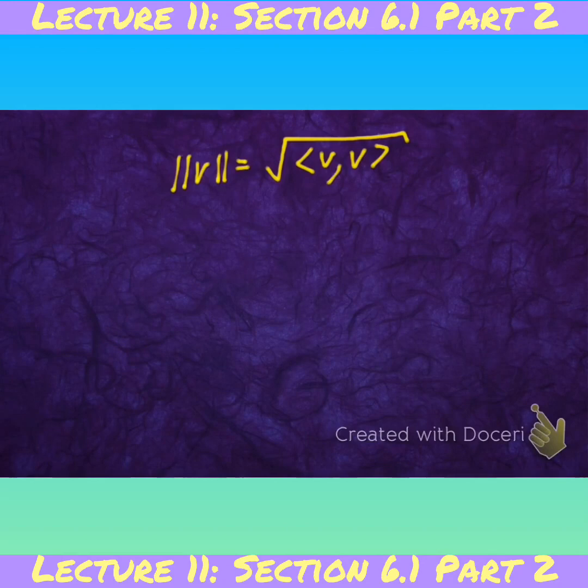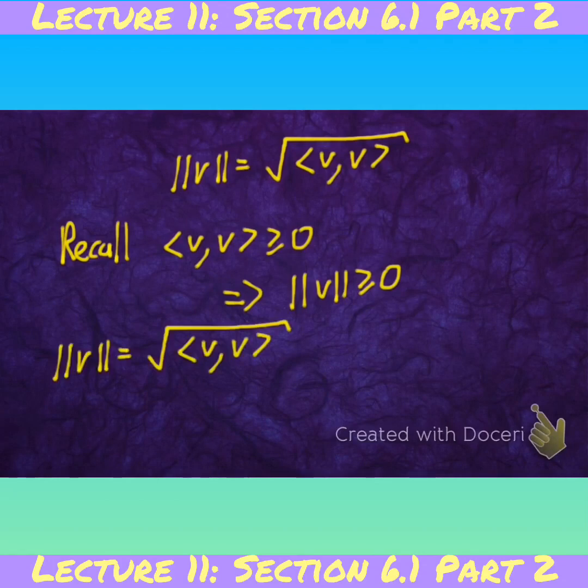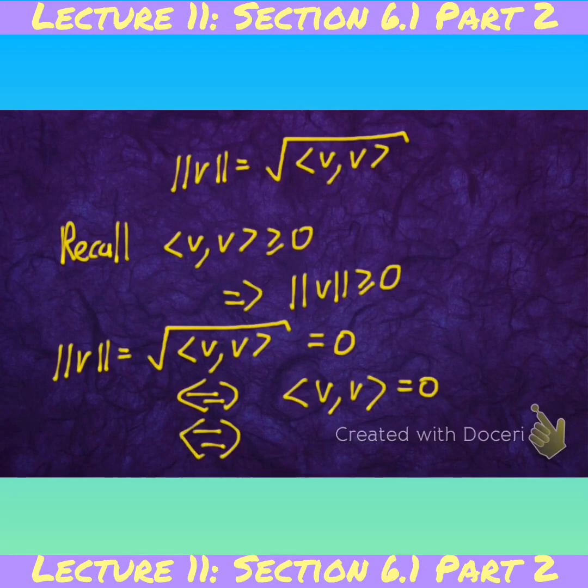Now if we look at how the norm is defined, recall that the inner product of a vector with itself is always bigger than or equal to 0. That implies that the norm of v is always bigger than or equal to 0, because the square root of a number that is bigger than or equal to 0 is always bigger than or equal to 0. Now, if the norm of v is 0, that happens if and only if the inner product of v with itself is equal to 0. And by the axioms of the inner product, the only way that is 0 is if v is the 0 vector. So this implies that the norm is 0 if and only if v is the 0 vector. That takes care of the first property.